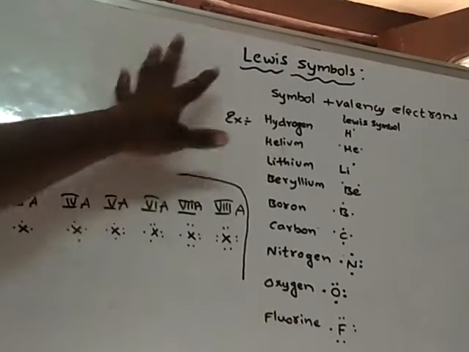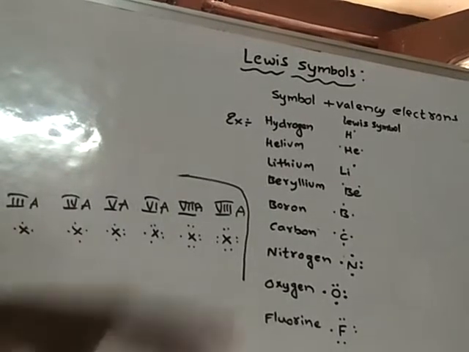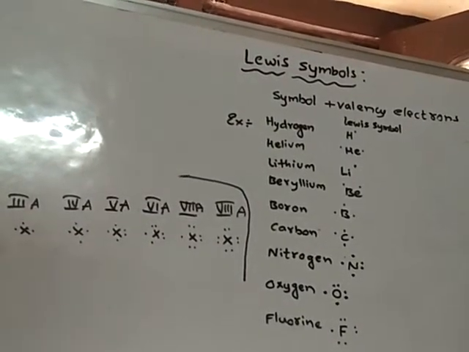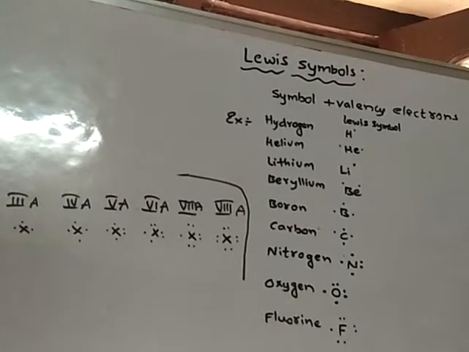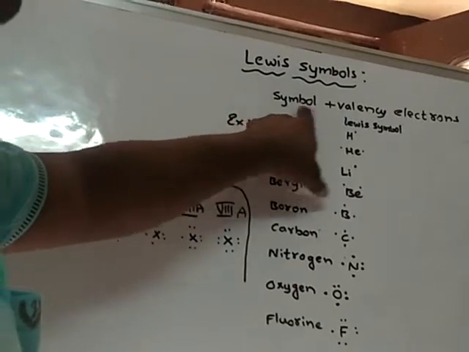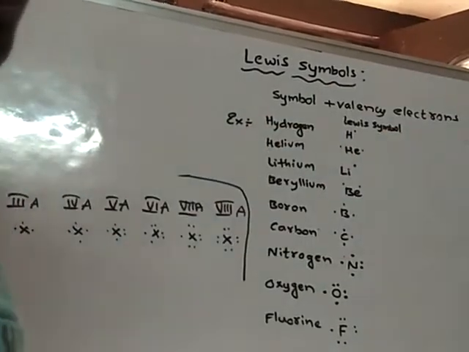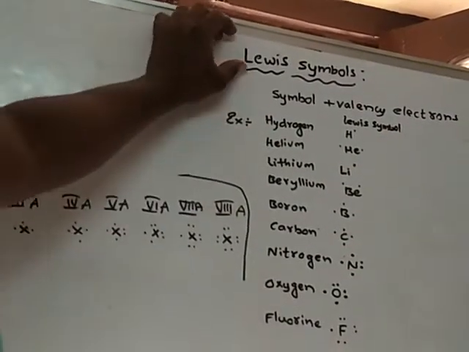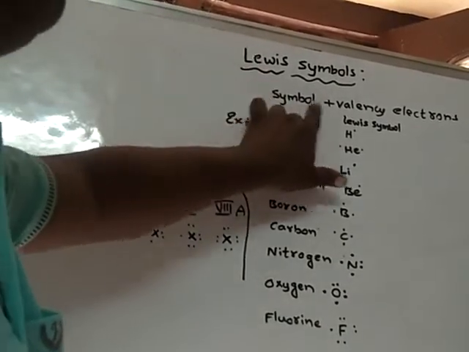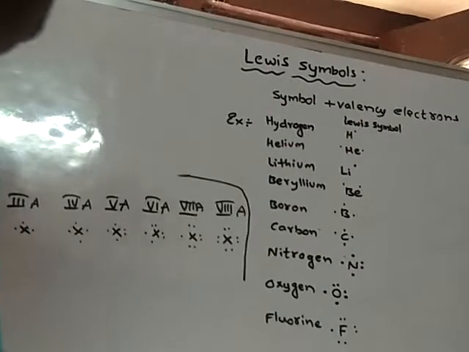Today we learn about Lewis symbols. What are Lewis symbols? Generally, we know that every element has a symbol. Suppose you write the symbol along with the valence electrons, then that symbol is said to be a Lewis symbol. A Lewis symbol is nothing but the symbol plus valence electrons.